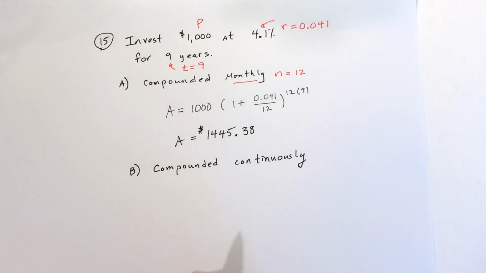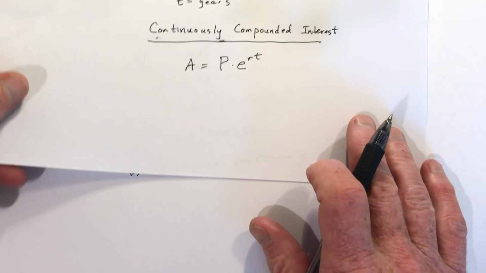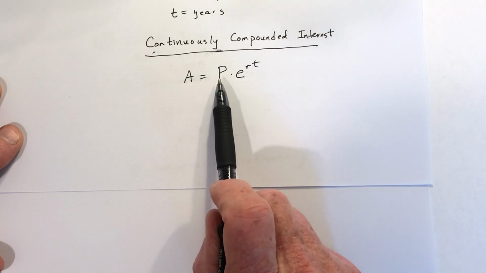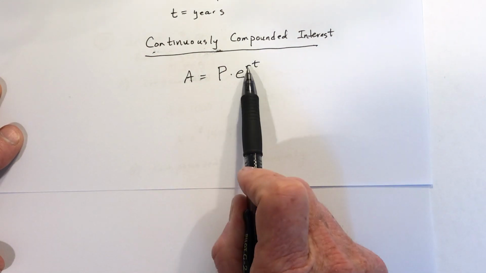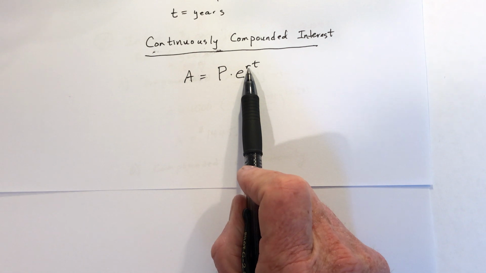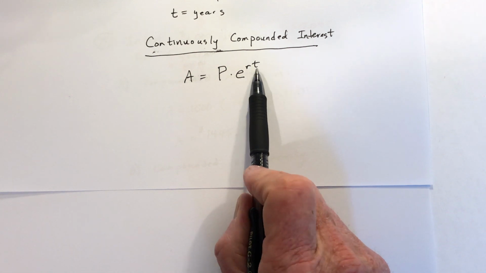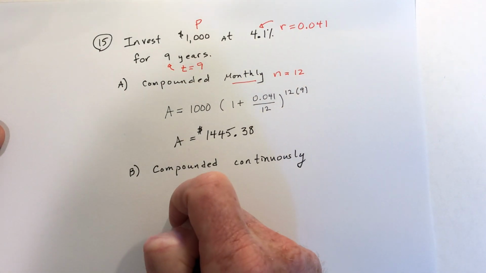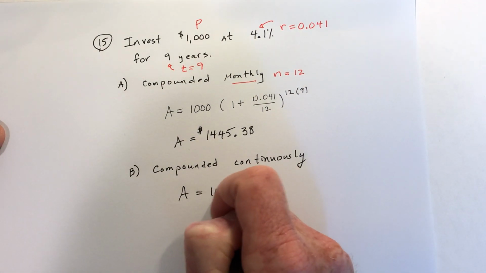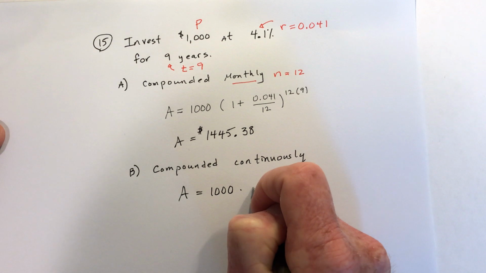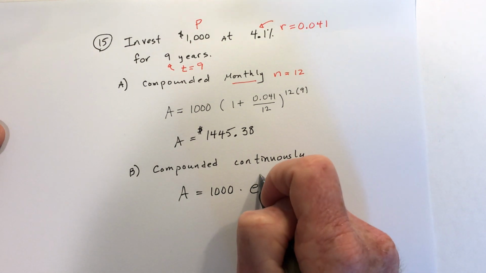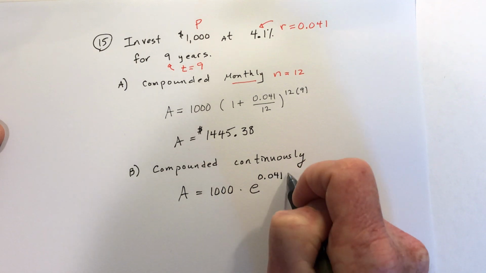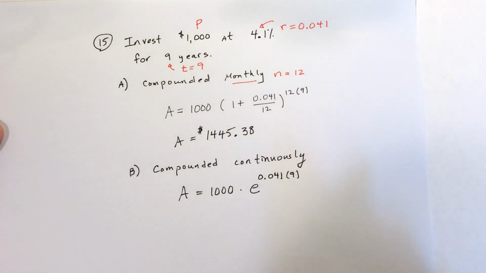So that is going to be the PERT formula. So basically just use this formula. This is going to be the 1,000. This will be the 0.041, and this is going to be the 9 years. So it's going to be A equals $1,000 growing continuously at 4.1%, but put that in decimal form, and then the 9.